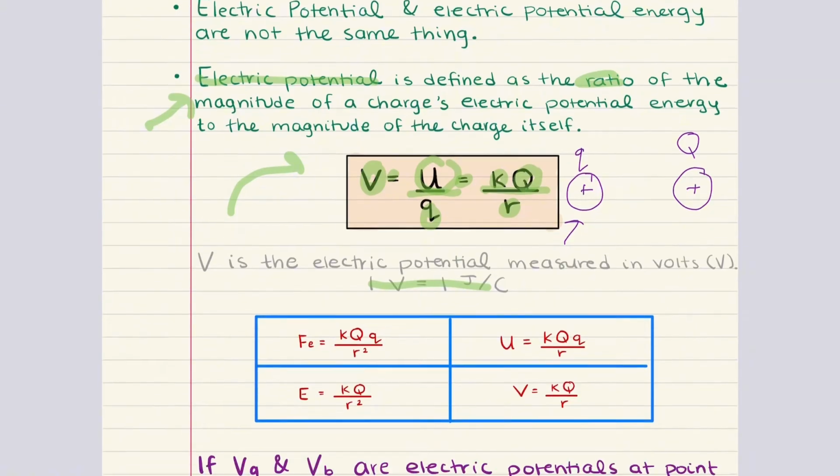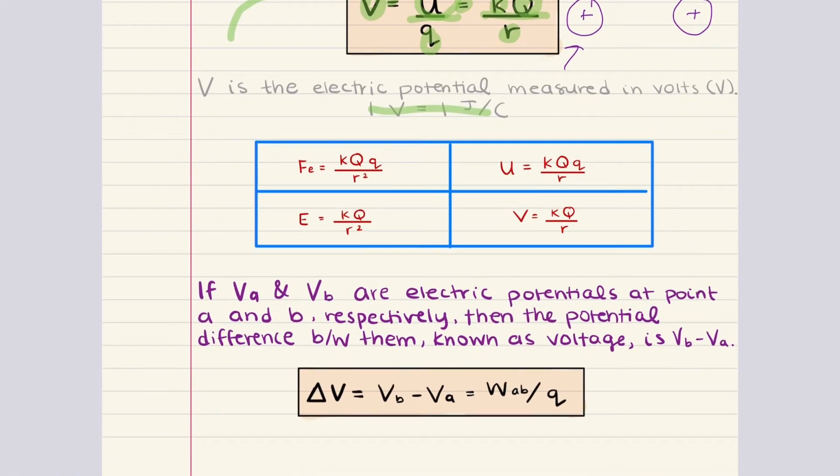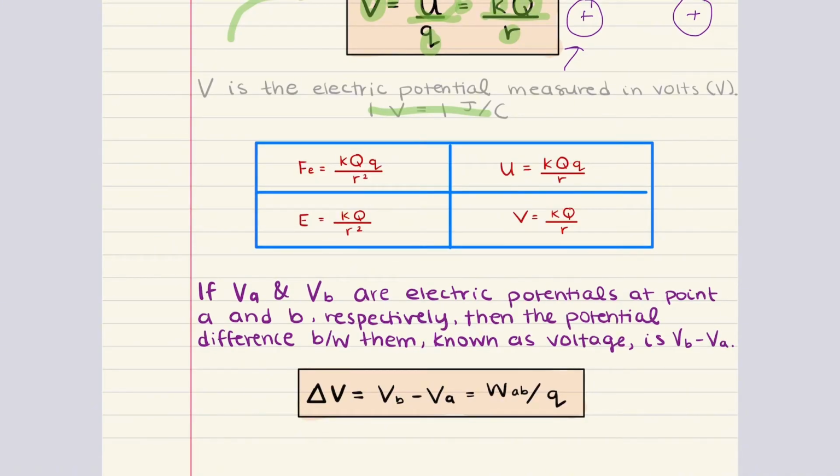Now, it's also useful to understand how electric potential relates to other quantities in electrostatics. This table here serves to summarize and organize a lot of the information that we've covered thus far. We've seen that the electric force between two charges is given by this equation right here, where it's equal to Coulomb's constant multiplied by the magnitude of the two charges divided by r squared, where r is the distance between them. We can also express electric potential energy.